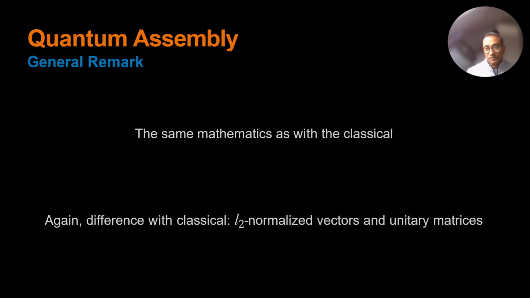Now, this is a very unique case in that we are able to decompose a system. If you move this concept further to quantum, the mathematics will remain the same as we have seen in the classical case. The only difference is that with quantum we are dealing with L2 normalized vectors and unitary matrices, while in the classical case we mostly deal with L1 and probabilities.